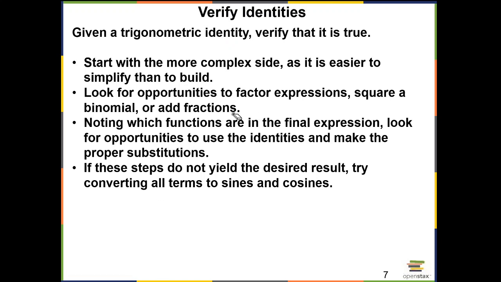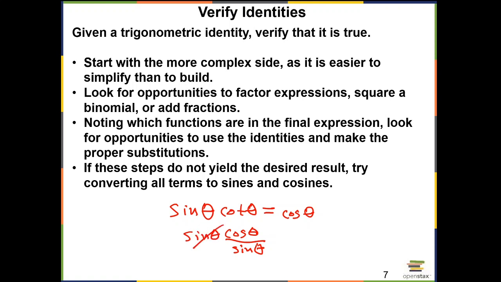Now, the ones that are in the table of identities, we don't have to verify them. We don't have to verify that cotangent is 1 over tangent. These are given, so we don't have to prove them. But if somebody gives you something like sine theta times cotangent theta equals cosine theta, in order for this to be true, we have to write cotangent as cosine over sine. And this sine cancels sine, and we get cosine. That's how we can verify it.